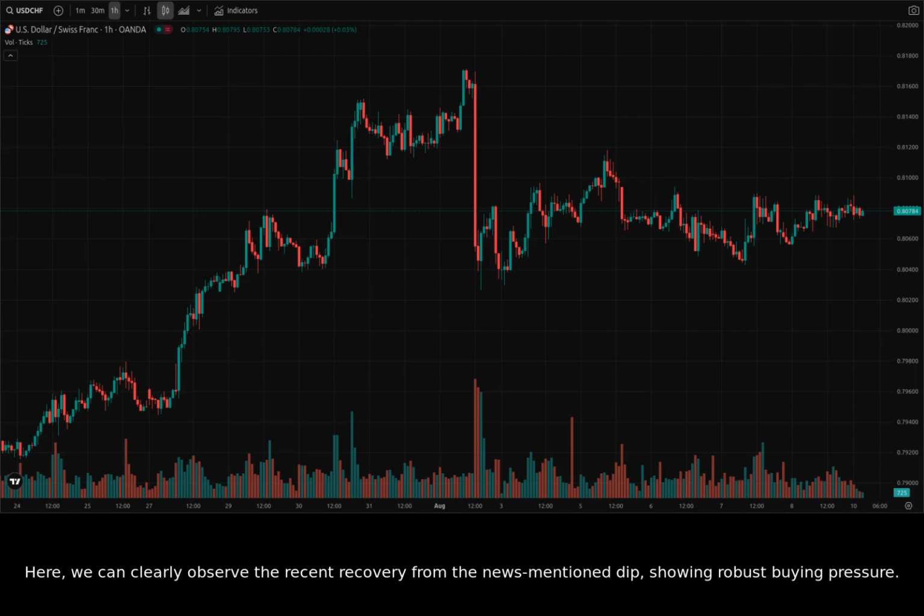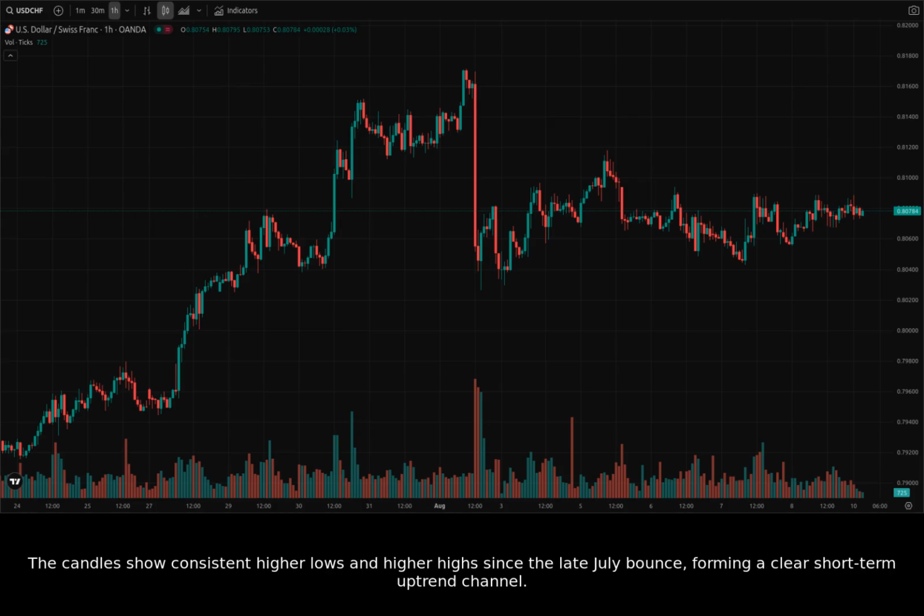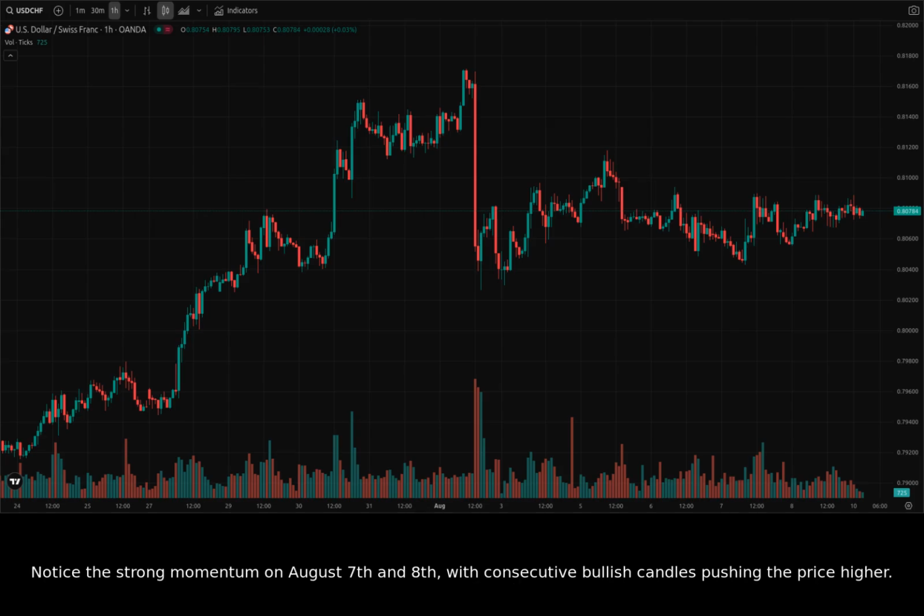Here, we can clearly observe the recent recovery from the news-mentioned dip, showing robust buying pressure. The candles show consistent higher lows and higher highs since the late July bounce, forming a clear short-term uptrend channel. Notice the strong momentum on August 7th and 8th, with consecutive bullish candles pushing the price higher.